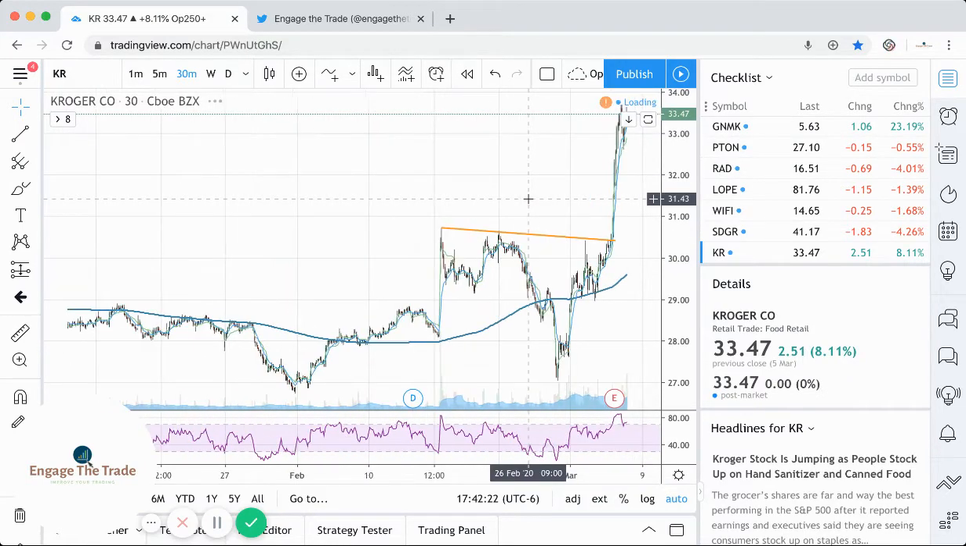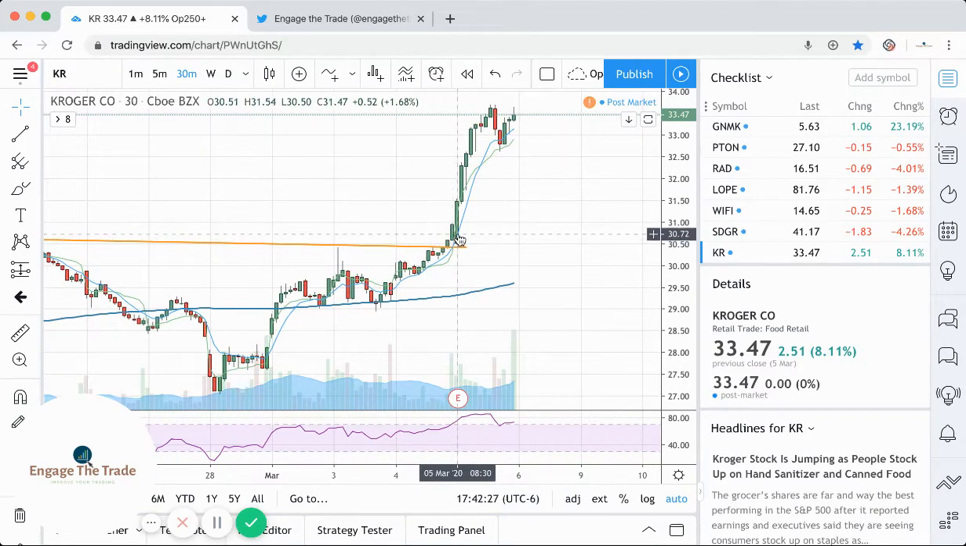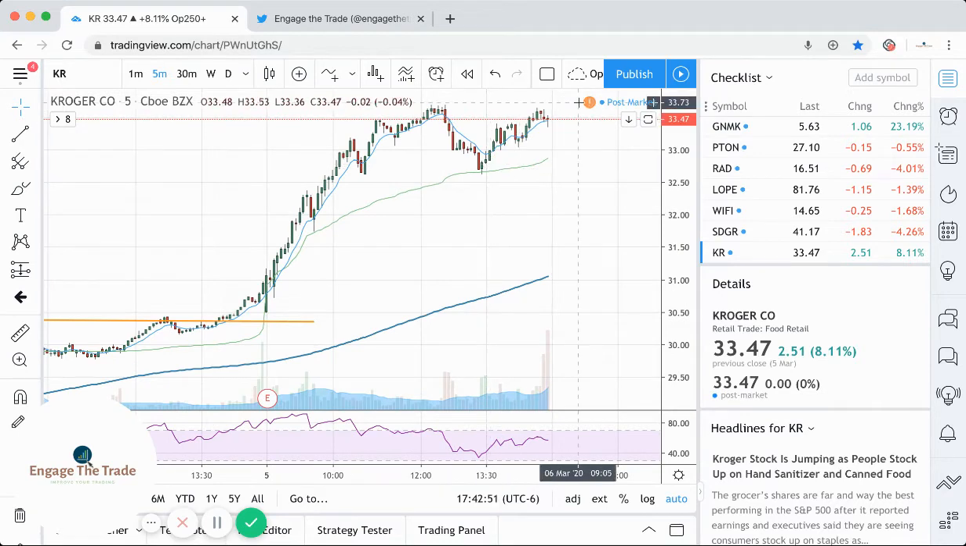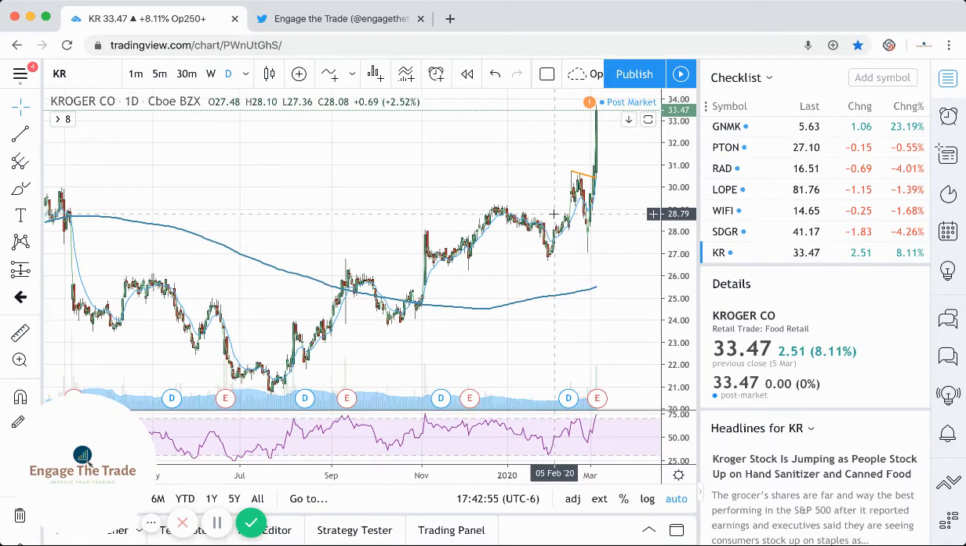Kroger, insane move today after earnings. Earnings was good, but nobody really seemed to care until the open, and so gave a great entry over yesterday's high if you wanted it. I was not watching this, unfortunately. I was watching work and some others. What a move, though. Then bounce right off of VWAP. Look at that massive volume.